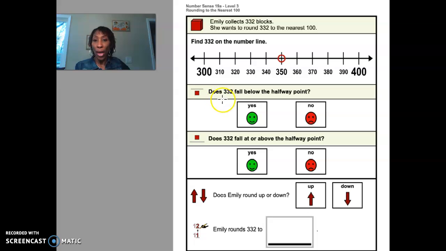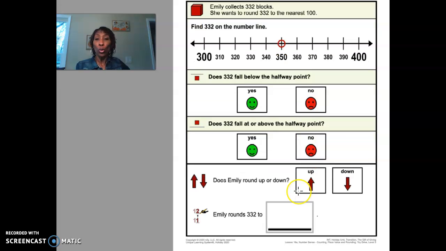Then you're going to answer the questions by selecting yes or no. You go down, and it's going to ask you whether you round up or down. You select your answer. And the last problem here is wanting to know which 100 you're going to round 332 to. Is it going to be the 100 below the halfway point or the 100 above the halfway point?